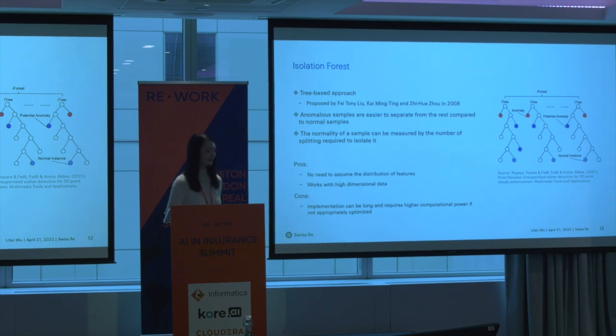So isolation forest works very well on high-dimensional data, unlike the local outlier factor. We don't need to assume any distributions for our data set or our features. Furthermore, the training set can be trained with or without any anomalies. So it's very robust. However, in real life, we find that the implementation can take a long time and requires higher computational power if it's not appropriately optimized.